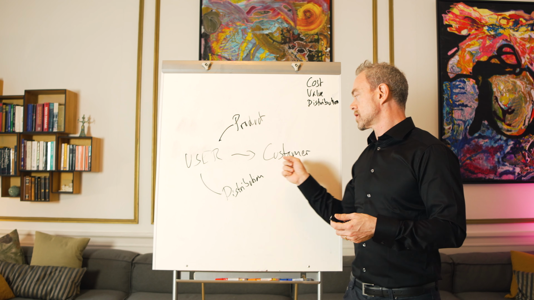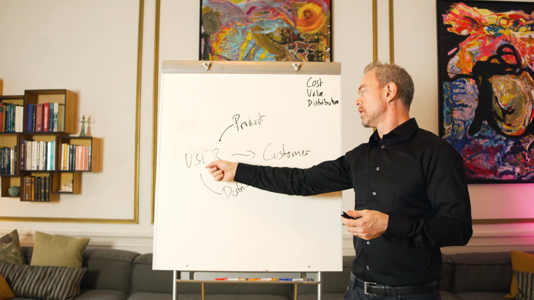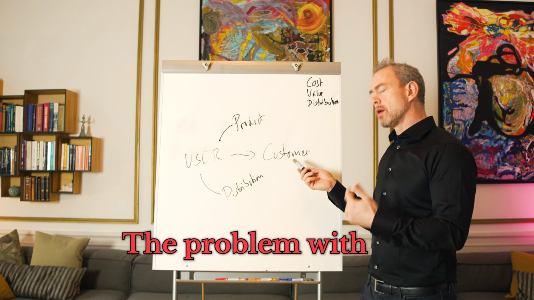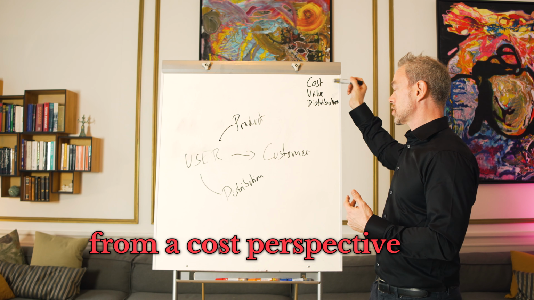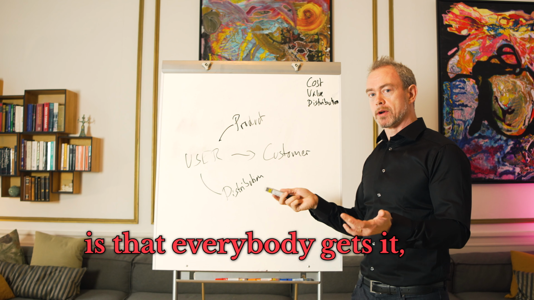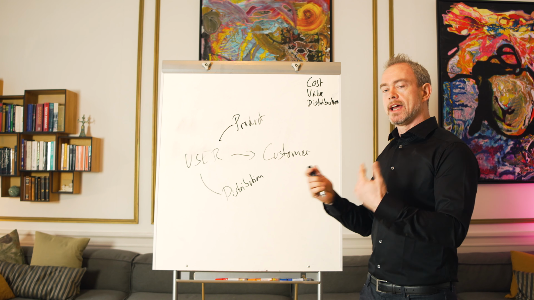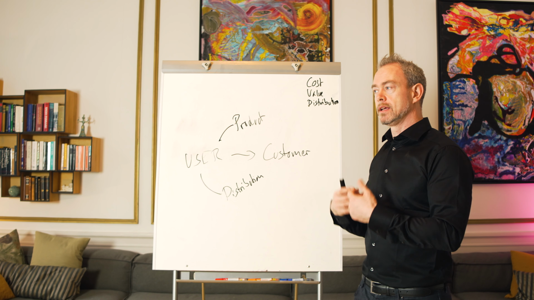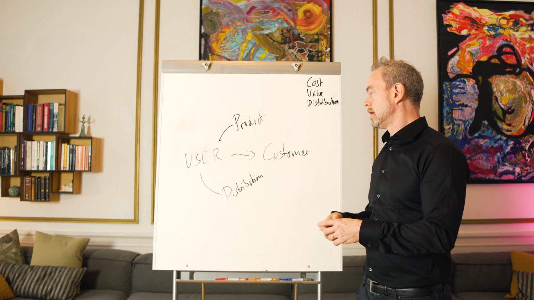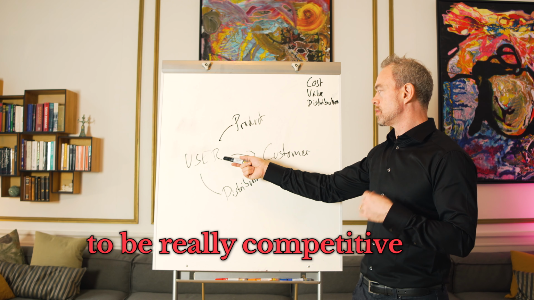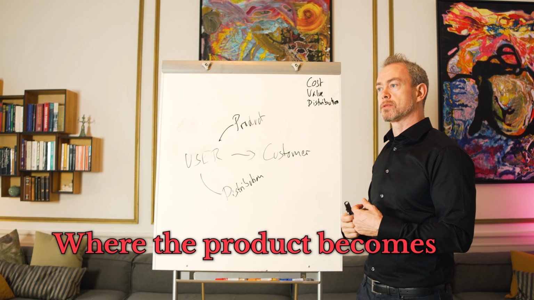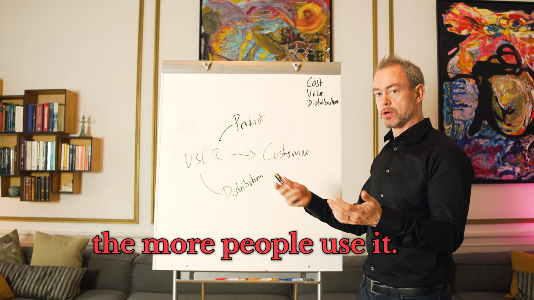And sometimes we have just a direct relationship where the more we sell, sometimes we get economies of scale. The problem with economies of scale from a cost perspective in SaaS is that everybody gets it. So you're not ahead in the race if you just get economies of scale, because all your competitors will get economies of scale as well. So you actually usually need to be really competitive to get some sort of network effect on your product, where the product becomes worth more the more people use it.